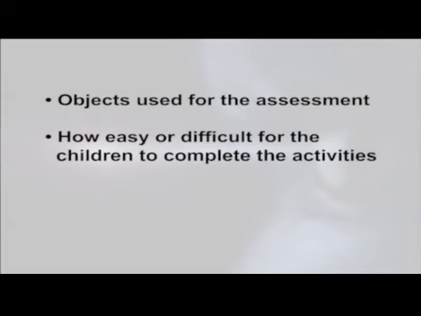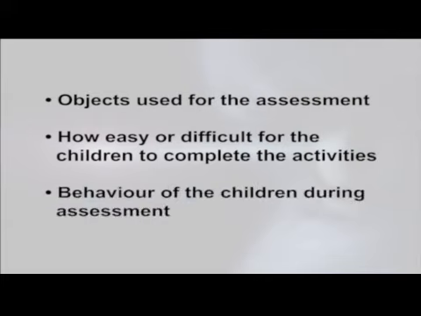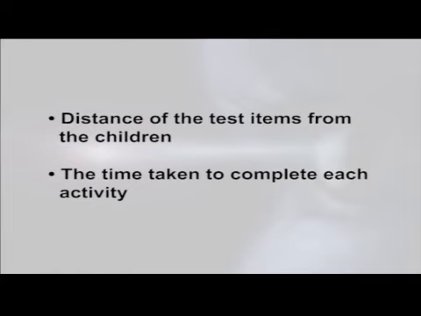After functional visual assessment, the examiner should record information about the objects used for the assessment, how easy or difficult for the children to complete the activities, behavior of the children during the assessment, distance of the test items from the children, the time taken to complete each activity.